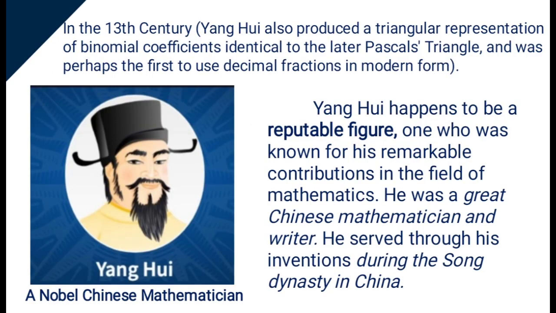In the 13th century, Yang Hui also produced a triangular representation of binomial coefficients identical to the later Pascal's triangle, and was perhaps the first to use decimal fractions in modern form. Yang Hui happens to be a reputable figure, one who was known for his remarkable contributions in the field of mathematics. He was a great Chinese mathematician and writer. He served through his inventions during the Song Dynasty in China. This is Yang Hui, a noble Chinese mathematician.